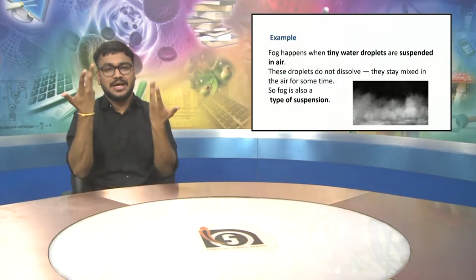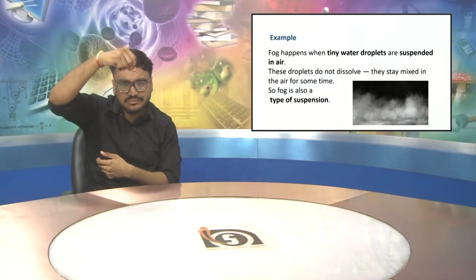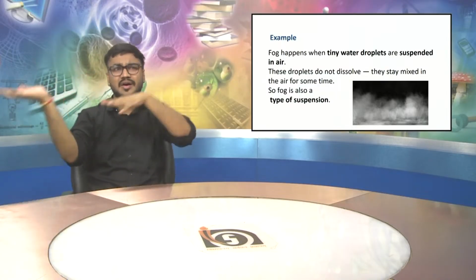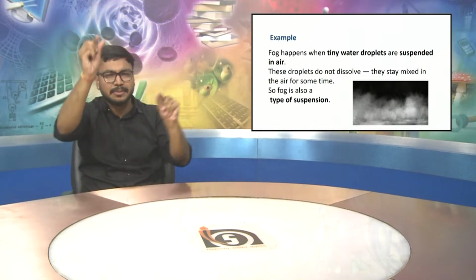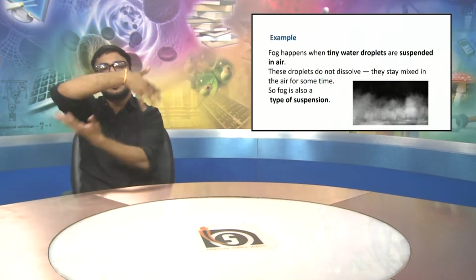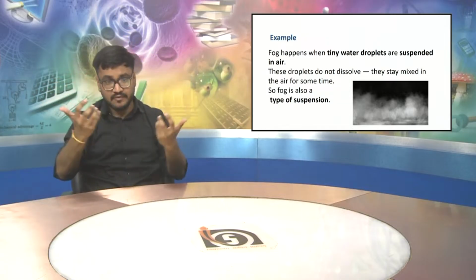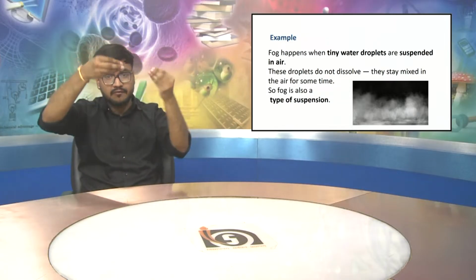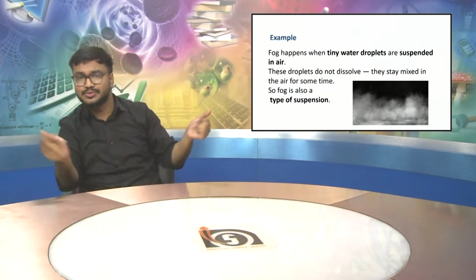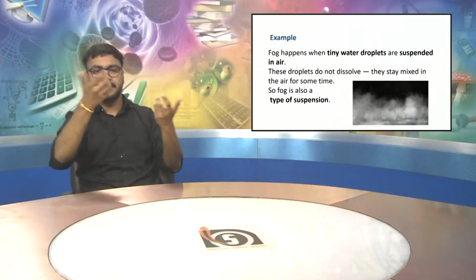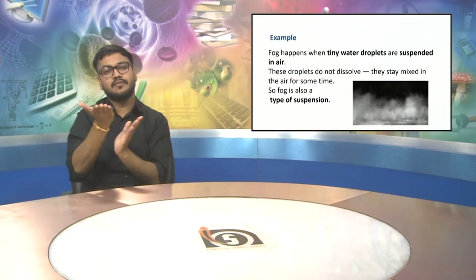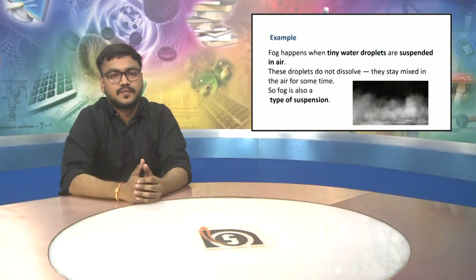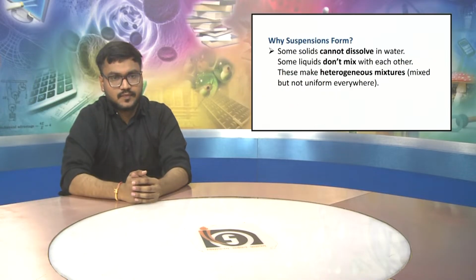For example, fog happens when tiny water droplets are suspended in air. These droplets do not dissolve fully, they stay mixed in the air for some time, so fog is also a type of suspension.